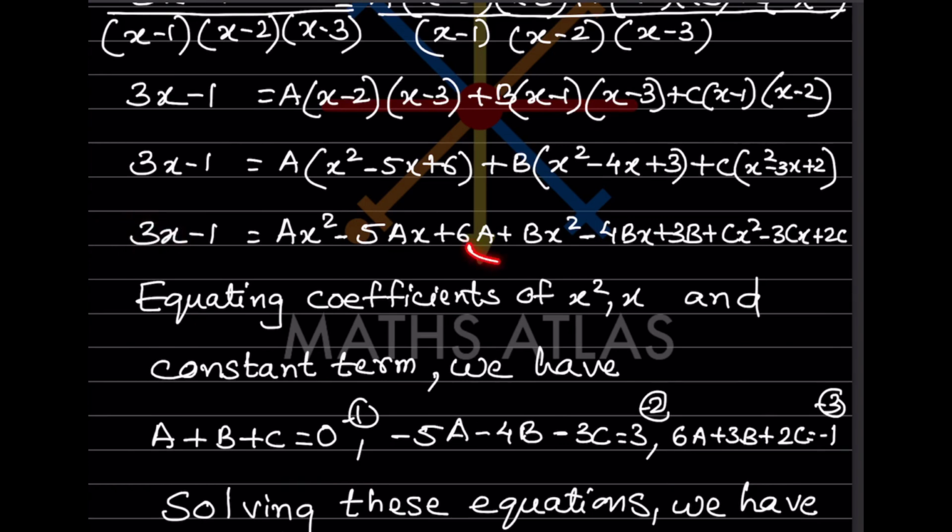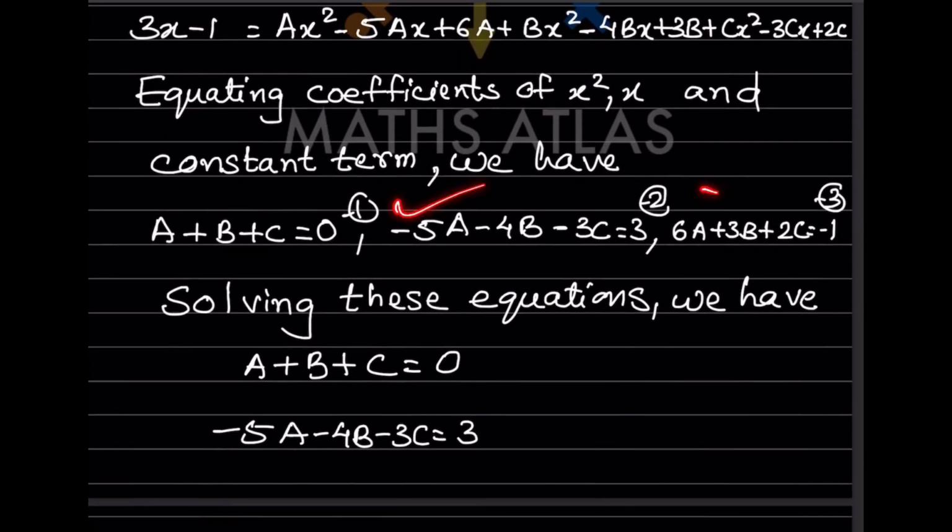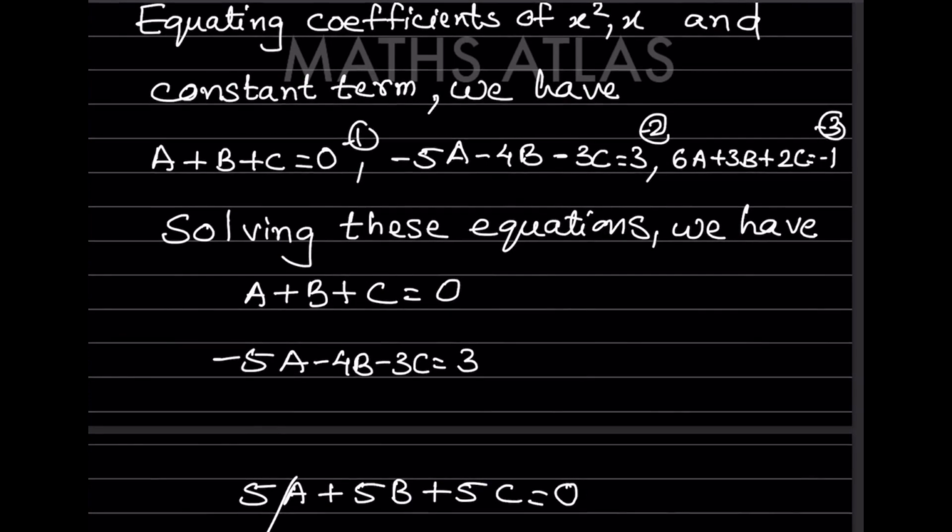Now we will look for this part. So that is going to be what? 6a plus 3b plus 2c. And here what we have constant is minus 1. So that is going to be minus 1. So now we are going to solve these three equations. So what will you do? We cannot solve all three together.